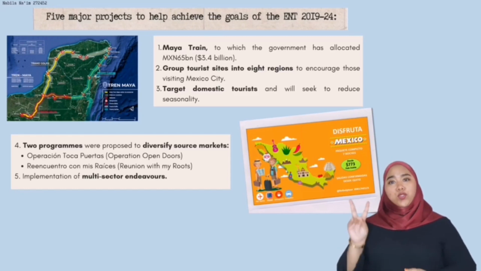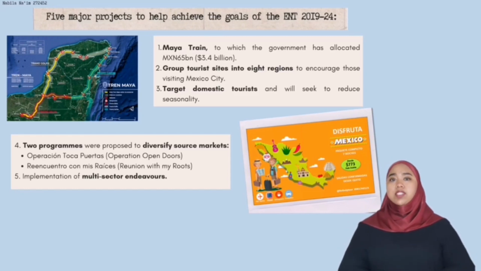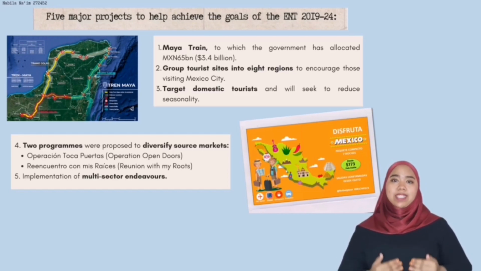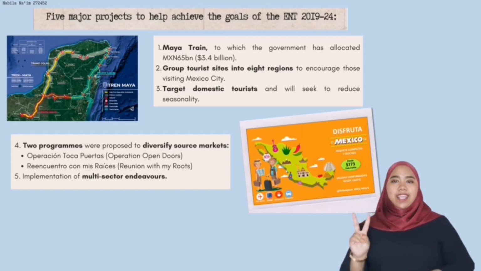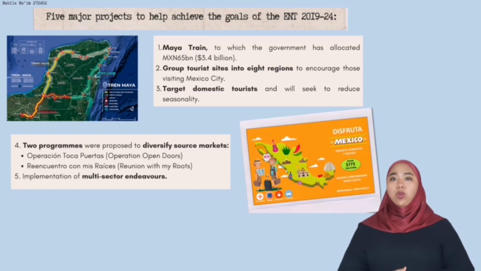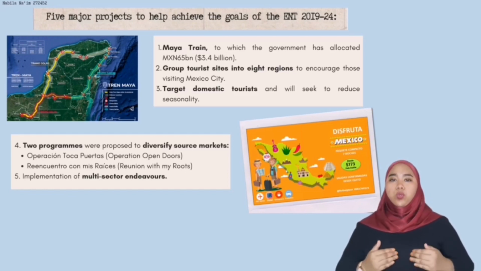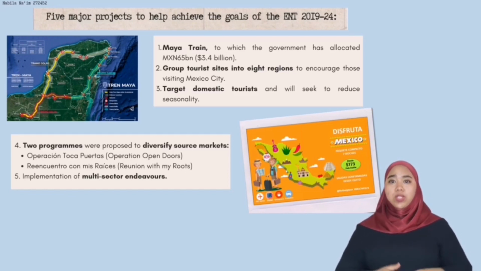While for the fourth, 2 programs were proposed to diversify source markets. The first program is Operación Toca Puertas, which is Operation Open Doors. It will focus on attracting tourists from countries with high purchasing power, such as the US, UK, Europe, UAE, India, China, South Korea, Japan, and Russia. The second program is Reencanto con mis raíces, Reunion with My Roots strategy, which will target Mexicans and Americans.